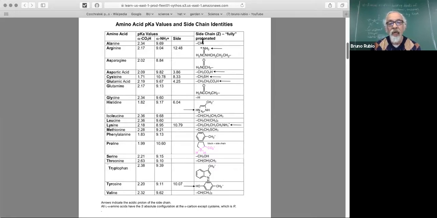For alanine, the R group is a methyl group. For serine, the R group is a CH2OH group, and so on. So these are the groups that are on the alpha carbon. All right, so we're going to make extensive use of this table, so please become familiar with it.